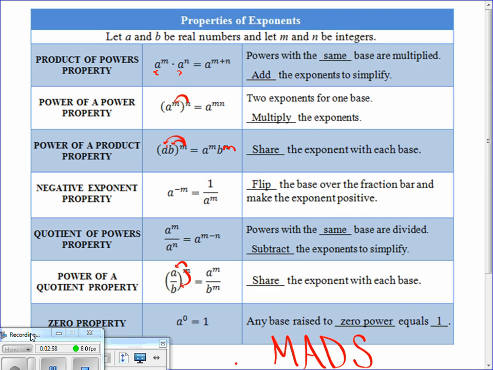And zero property, anything to the 0 power equals 1. So 7 to the 0 power equals 1, a million to the 0 power equals 1, carrot to the 0 power equals 1. I don't care what it is. Anything to the 0 power is 1.